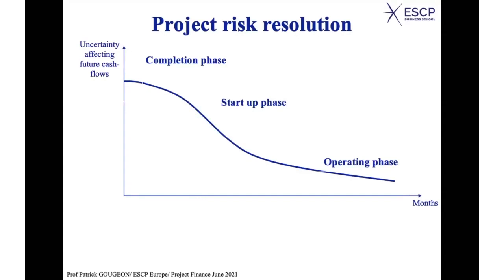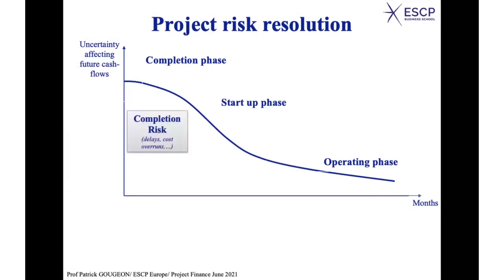Okay. A last remark before we move to the next slide. When I show you the risk decreasing like this, it means that we know more and more about the future of the project. When you reach the operating phase, we know how it operates, and we have a good vision about future cash flows. It doesn't mean that the project is successful. You can know for sure that the project will lose money. There is no risk anymore because you're going to lose money. So this doesn't mean that the project is systematically successful. It just means that over time, you know more and more about what the project will provide, okay?